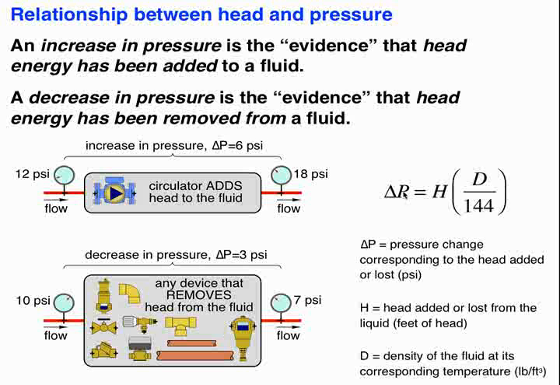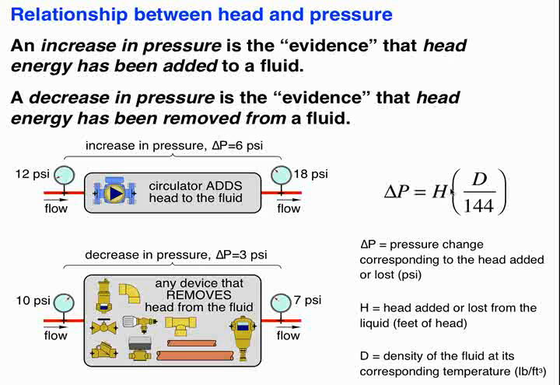Here's the relationship between the pressure increase or decrease that you'd measure across a device and the head, the exchange of head energy. If we take the differential pressure here, and let me start this way, let's take the head that we've added to the fluid. We multiply it by the density of the fluid and divide by 144. That'll tell us the increase in pressure in the case of a circulator. And this formula also works for the removal of head. If we know that our pressure dropped by, in this case, 3 psi, and we knew the density of the fluid, we could calculate how much head energy was taken away.